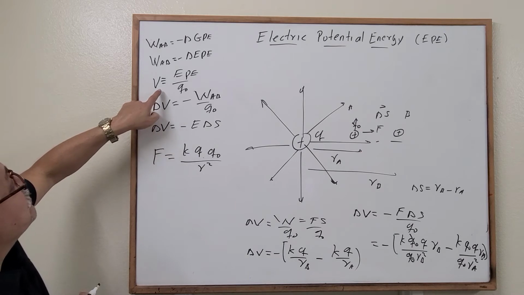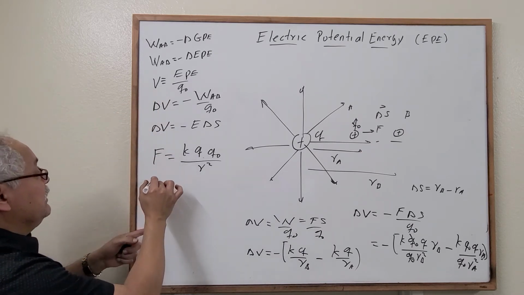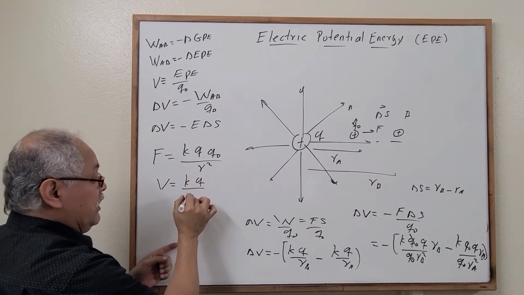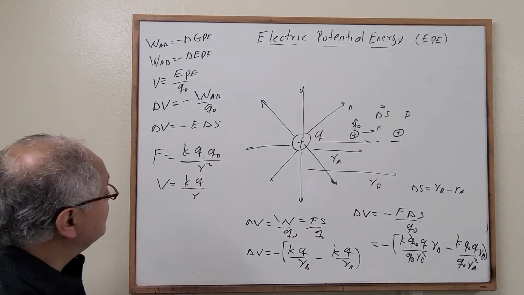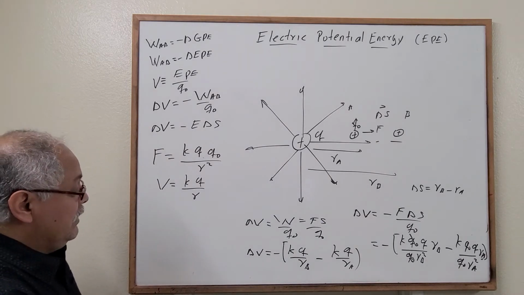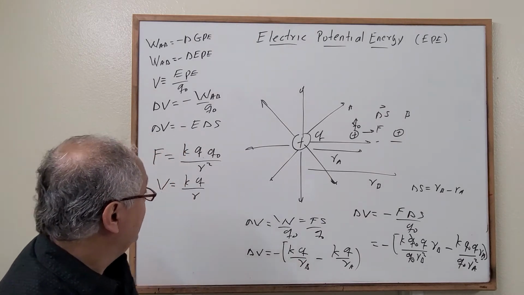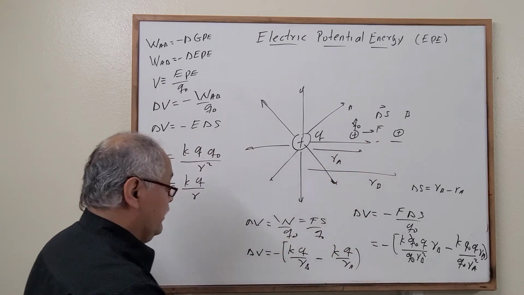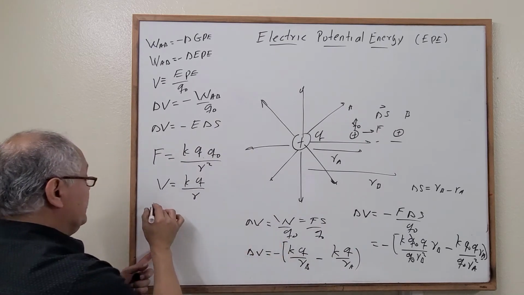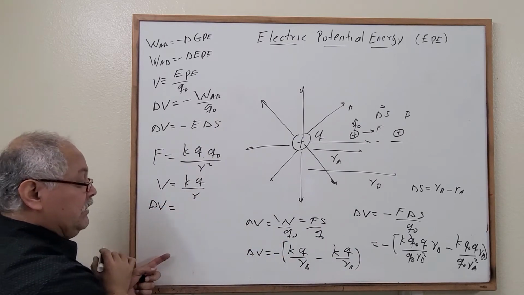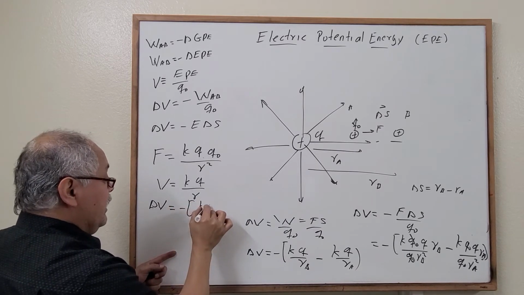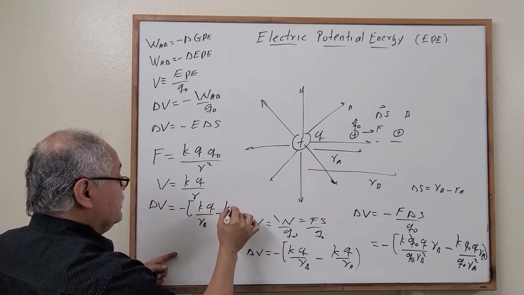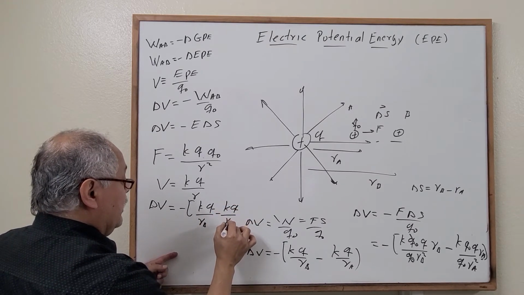Also, for a point charge, the electric potential is equal to K times the charge divided by the distance. And this is the difference for two positions, correct? This is for point charges. One more time, for point charges, the potential difference is equal to negative K q, the charge, times the difference of q over R B minus q over R A.